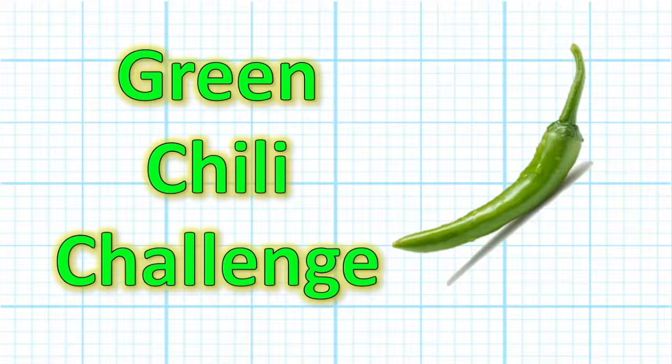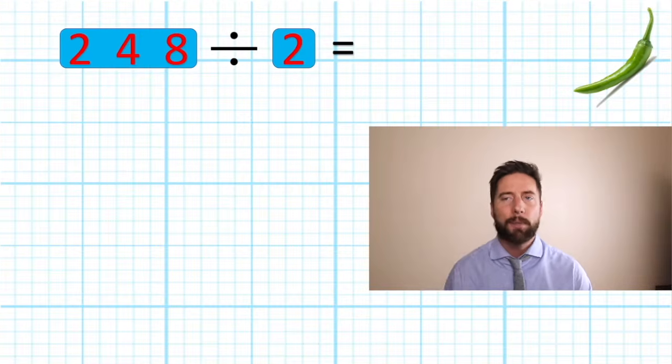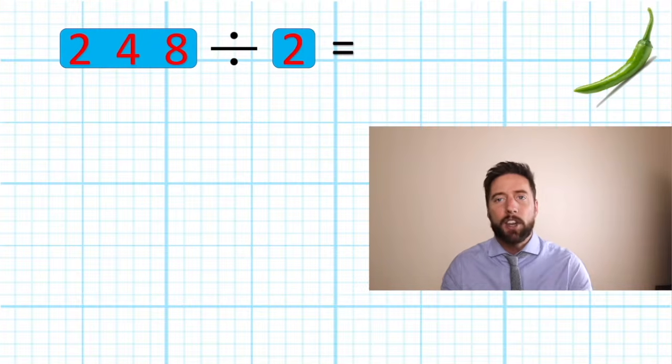Let's have a look at a green chili challenge. Let's have a look at 248 divided by 2. Now, I don't want to share out 248 lollipops. That's going to take me all day. And I don't want to have to go over my 2 times table all the way to 248. Again, that's going to take me a long time. So we need another method.